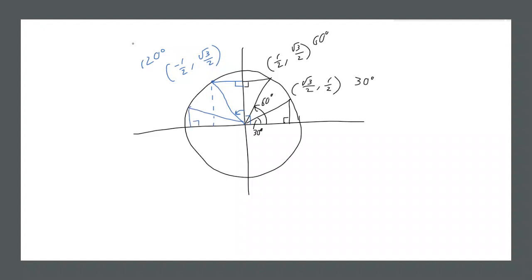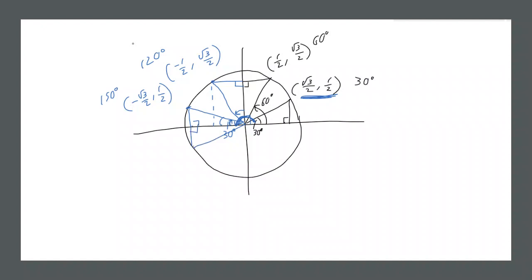Okay, so just like this, except the x-coordinate is reflected. Negative root 3 over 2, positive 1 over 2. What angle does it correspond to? Well, this is 30 degrees here, right? The whole half circle is 180, right? So 180 minus 30 is 150, right? This is 150 degrees. All right, now let's reflect it to the bottom.